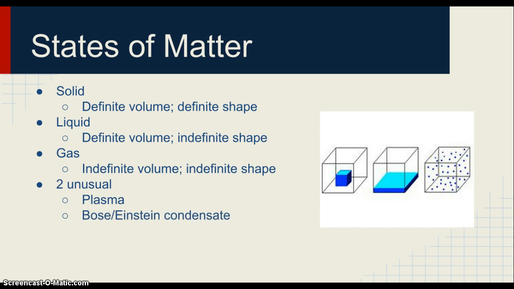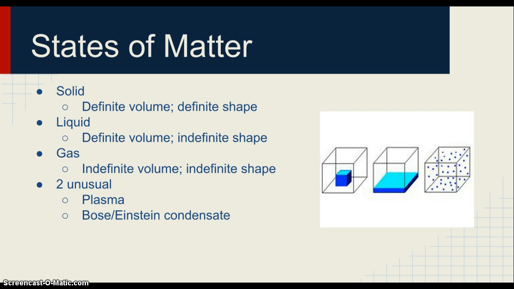Plasmas you would find more often in fluorescent lights or in the sun. Also, Bose-Einstein condensates. Now, these are going to be very rare. You don't find these in nature. You only find them in laboratories where the temperature drops very, very close to absolute zero, and all sorts of weird stuff happens. You can look those up more if you want, but I will not dwell on them here.